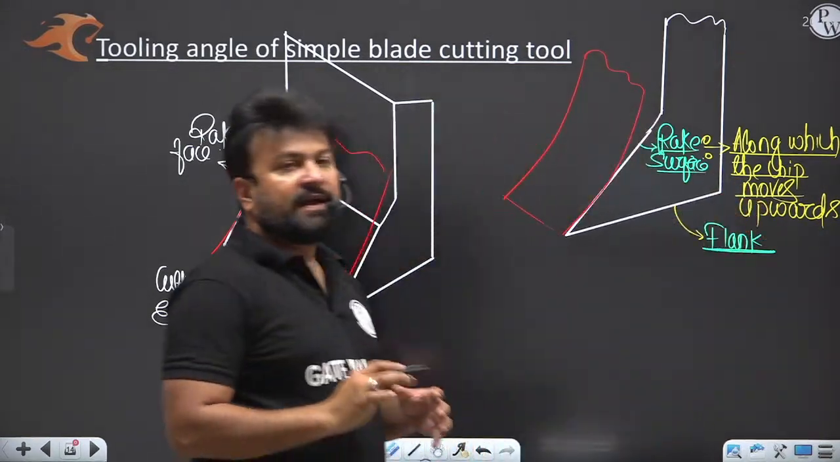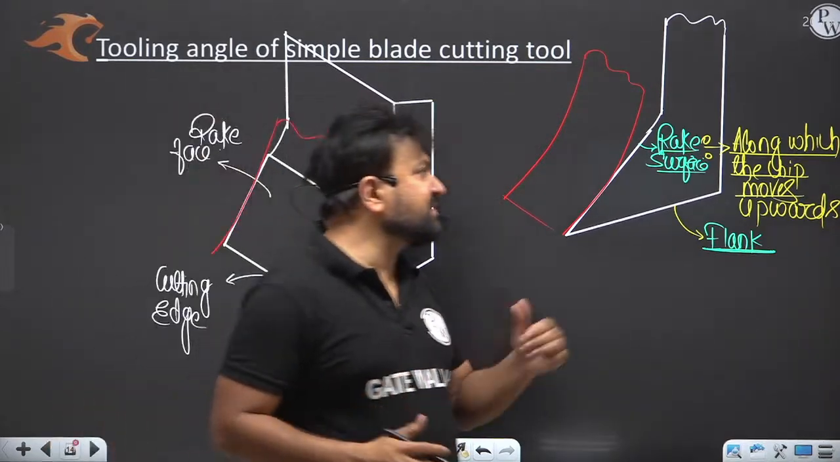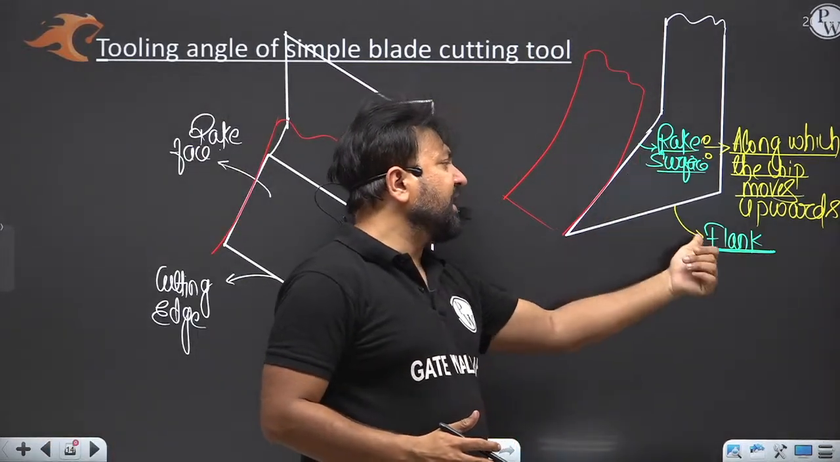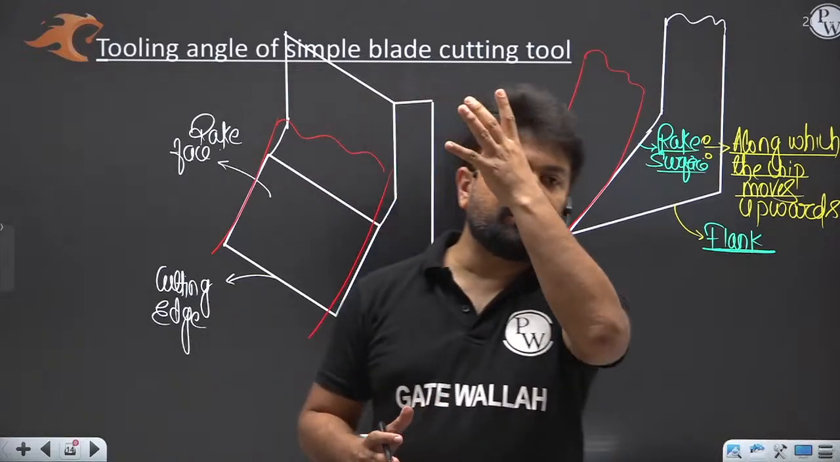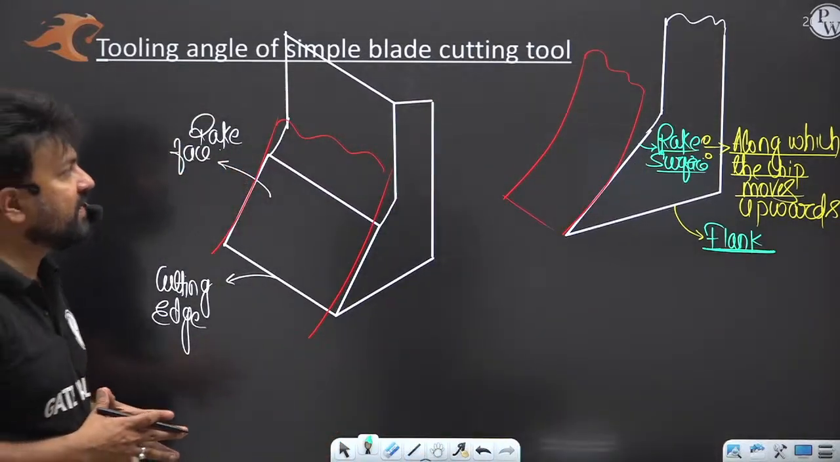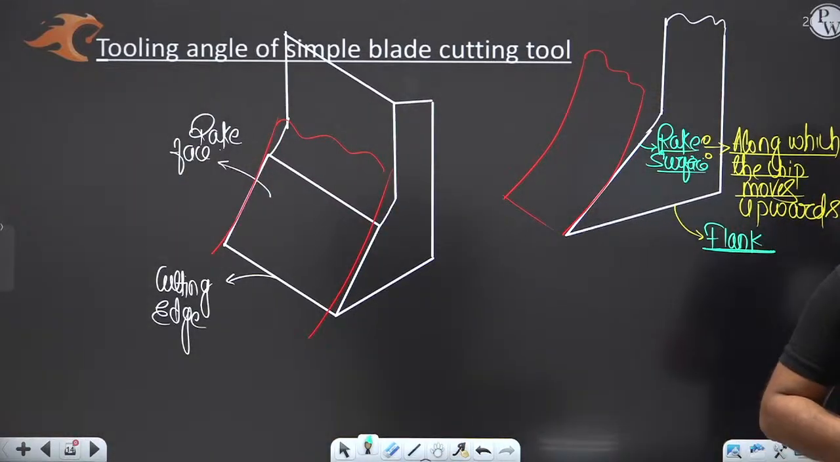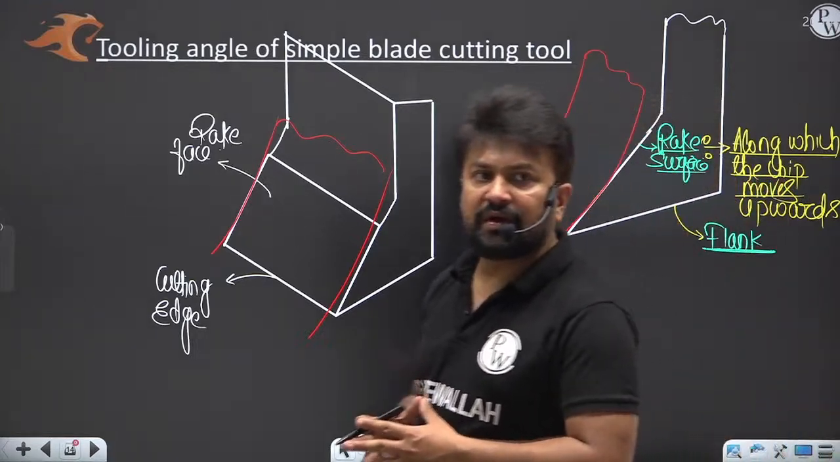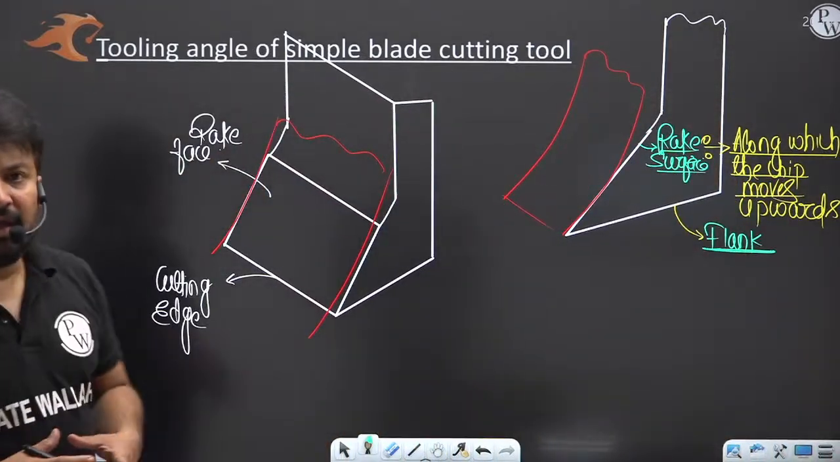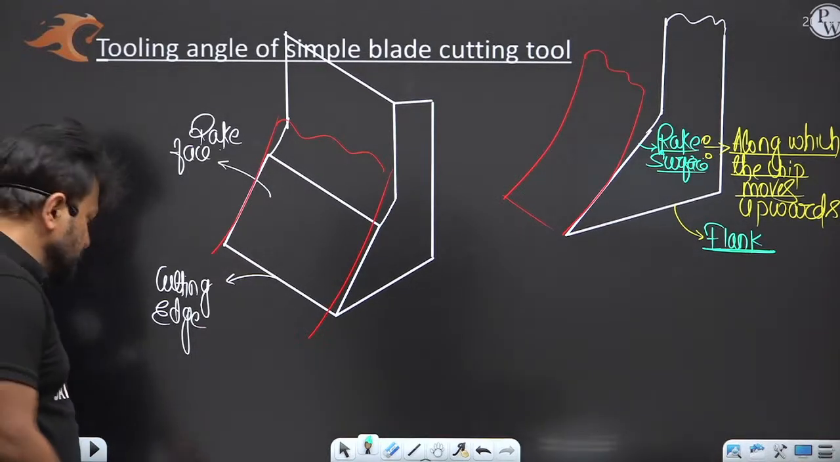Is that rake surface and flank is clear to you? Yes or no? Okay. Now I'm going to discuss some angles.